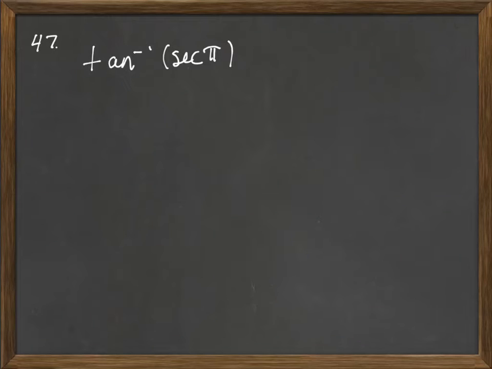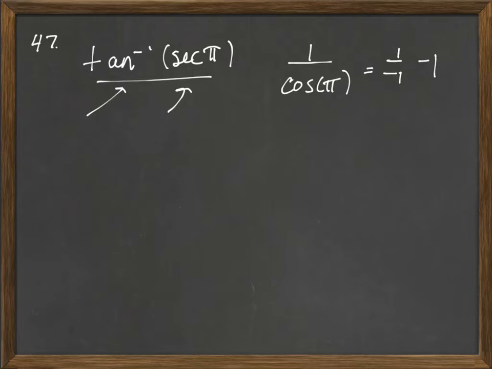So now we're going to start looking at compound trig functions, and you just do what's inside first, and then you're able to do the outside. So what's the secant of pi? That would be the same thing as 1 over the cosine of pi, and the cosine of pi is -1. So you have 1 over -1, or just -1.